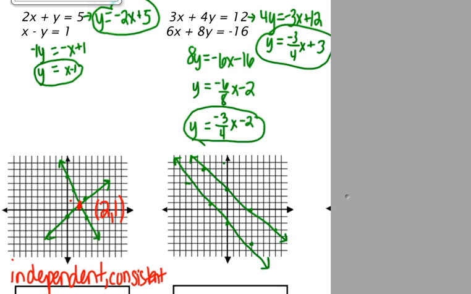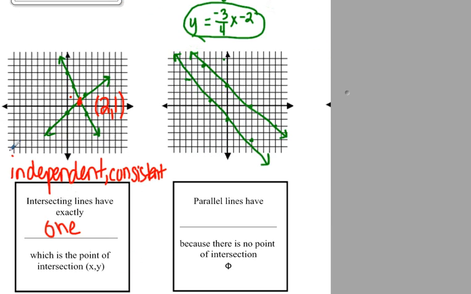And since these two lines are never going to intersect, parallel lines have no solution because there is no point at which they intersect, so they don't share any common xy ordered pairs. You can also use the no solution symbol if you don't want to write out no solution.